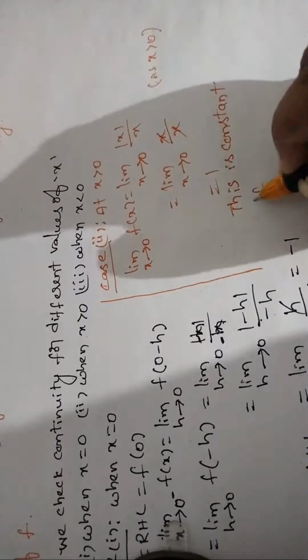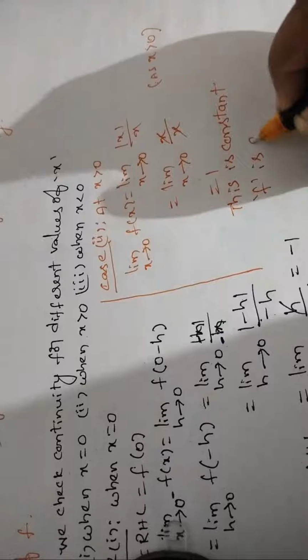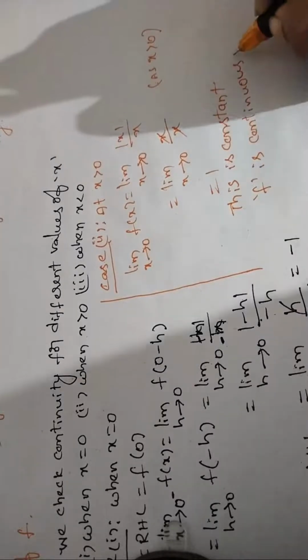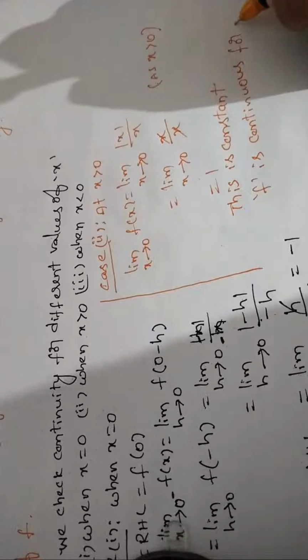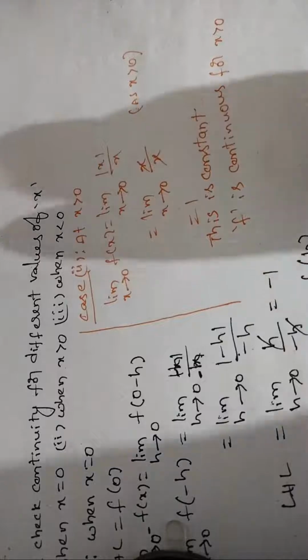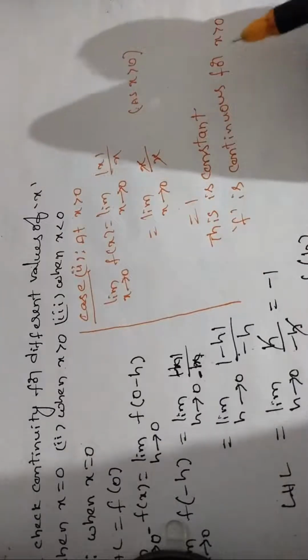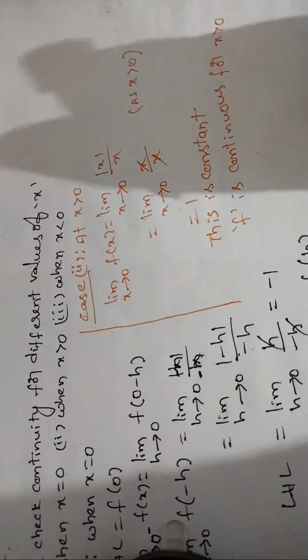Then f is continuous for x greater than 0. So when this is constant, f is continuous for x greater than 0. Now go for the case 3.